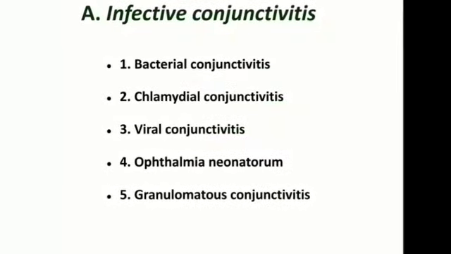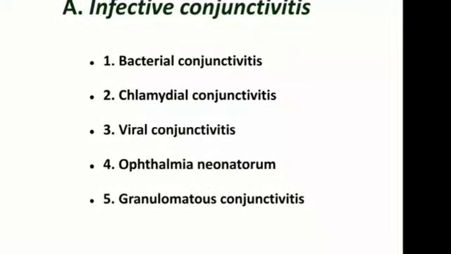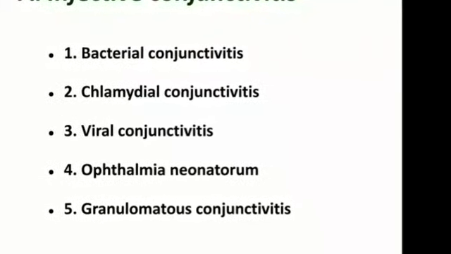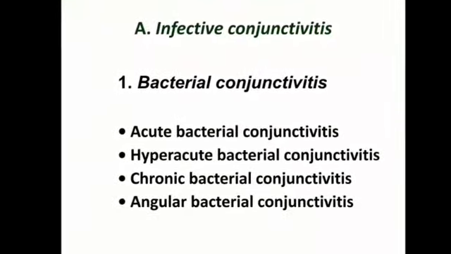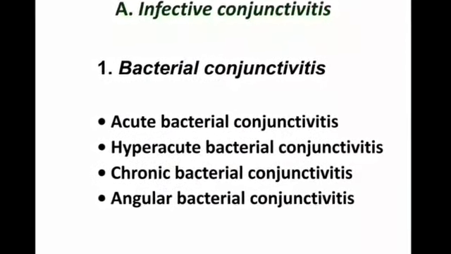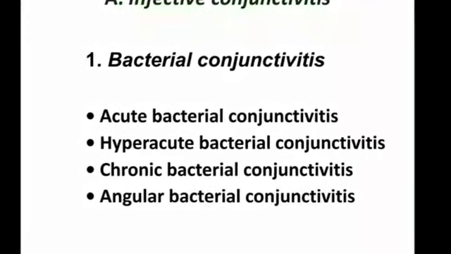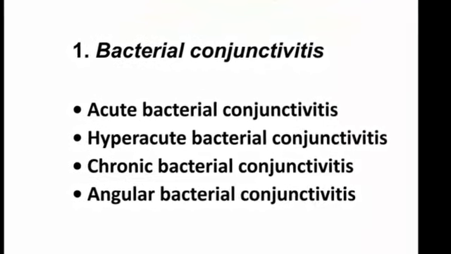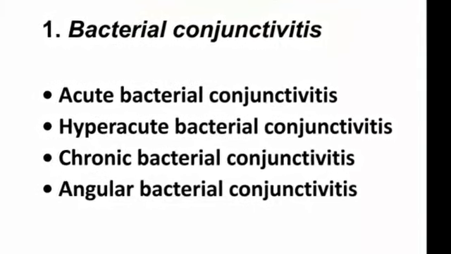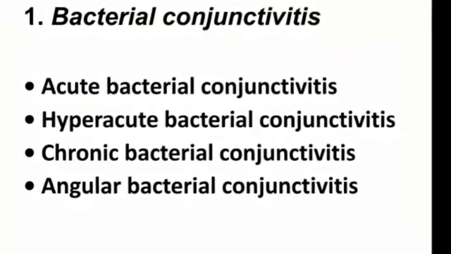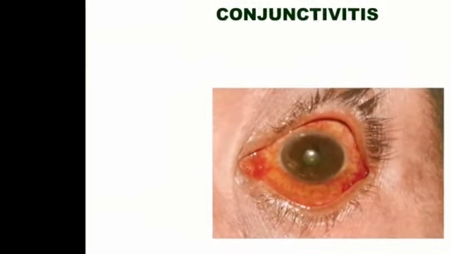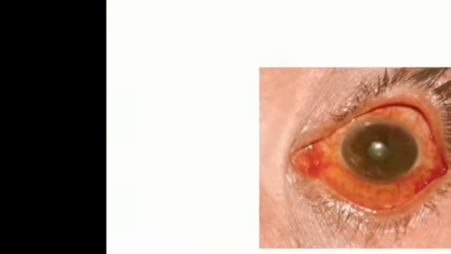The others include chlamydial conjunctivitis, viral conjunctivitis, ophthalmia neonatorum, and granulomatous conjunctivitis. The infective bacterial conjunctivitis is of four types. They are acute bacterial conjunctivitis, hyperacute bacterial conjunctivitis, chronic bacterial conjunctivitis, and angular bacterial conjunctivitis. Now we will see what is acute bacterial conjunctivitis.